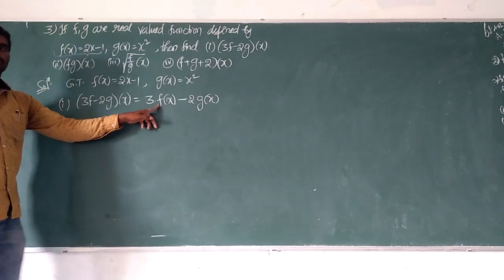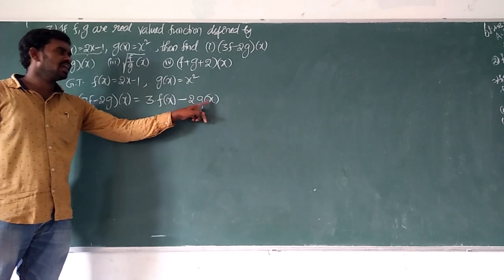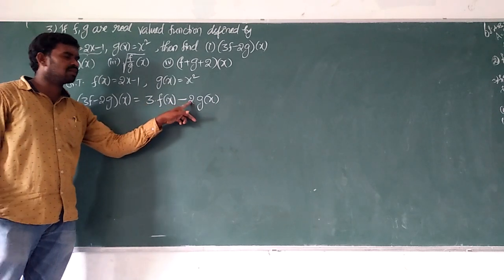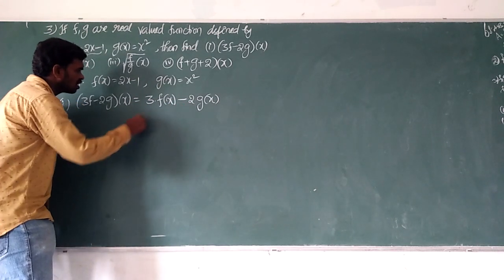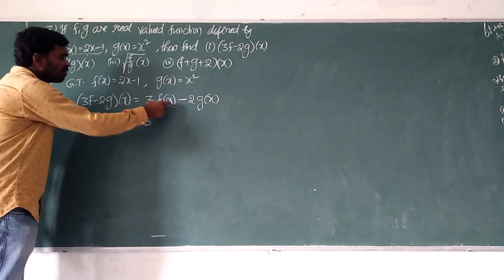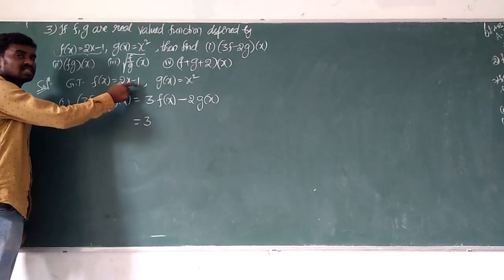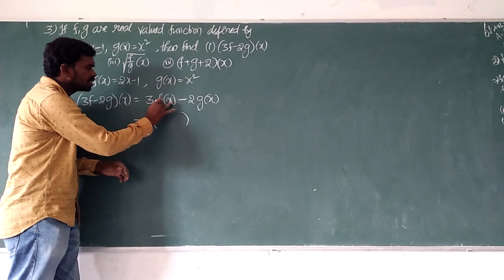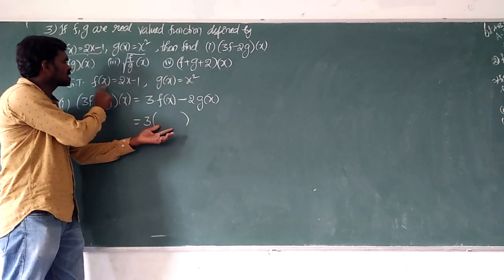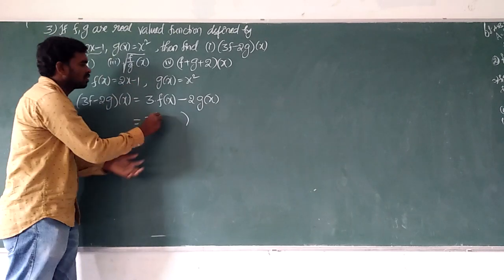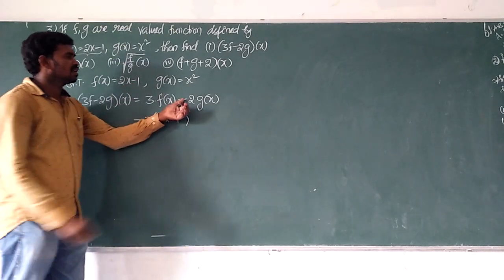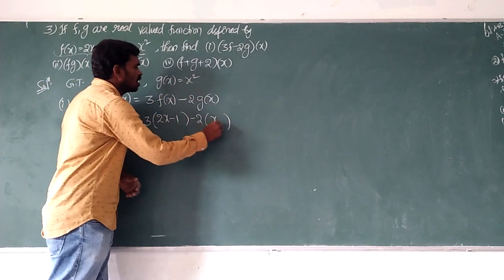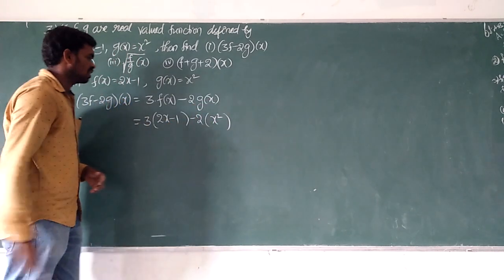Okay. Here f is a function in x. G is a function in x. So what is 3? This is just a real number, numerical value. 2 is a real number, numerical value. So 3 means 3. F of x means what? What is f of x? 2x minus 1. So instead of f of x, in the next step we can write 2x minus 1. Then minus 2 into g of x. What is g of x? X square. So instead of g of x, write down x square.